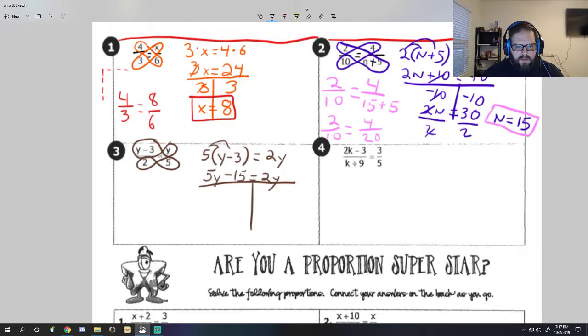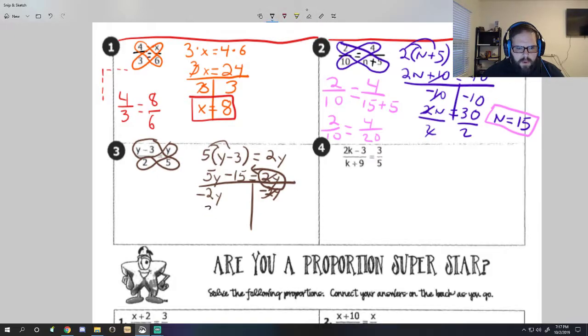And whatever I do to one side, I do to the other. Well, I know I want my variables on the left. So I'm going to take my 2y and move it from this side to this side over here. So this cancels out. That's going to leave me with 3y.